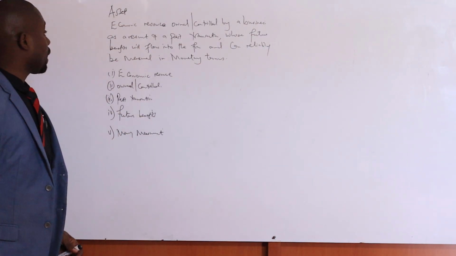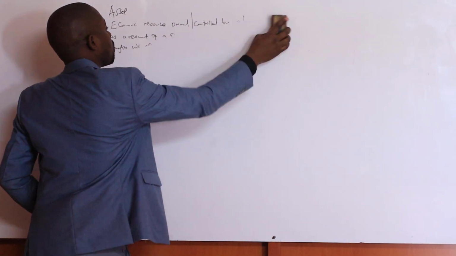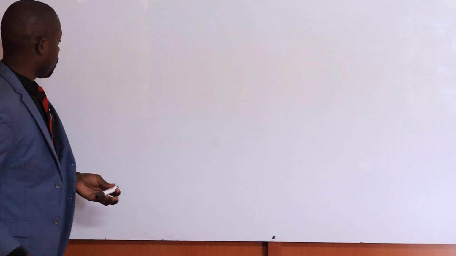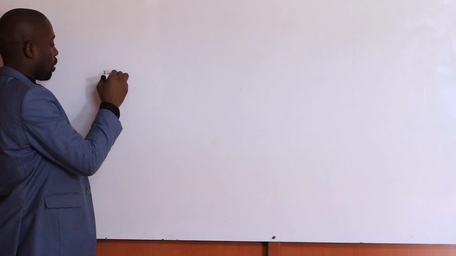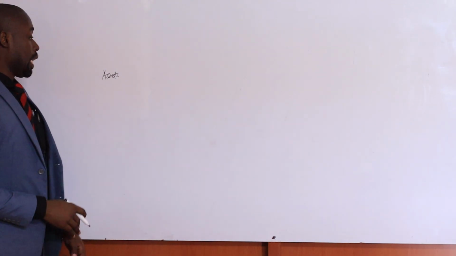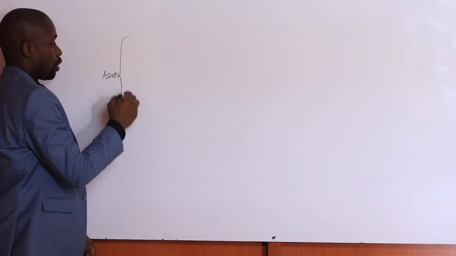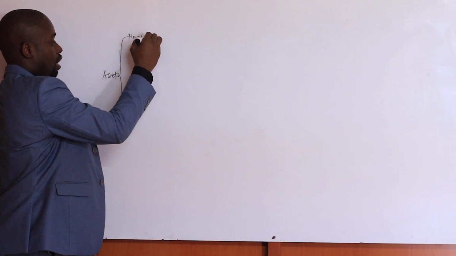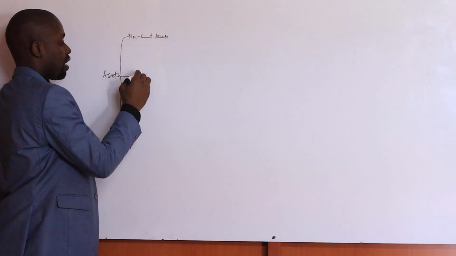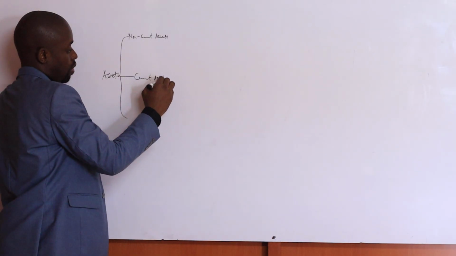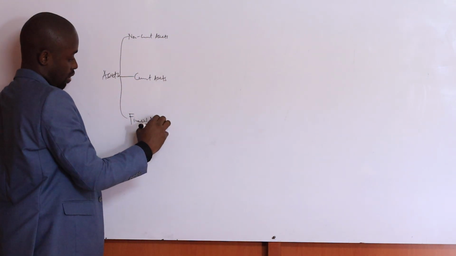Now, we can look at asset classification. Look at asset classification for this level. I'll draw a flow diagram to show the classification. You've got assets. Assets can be categorized into three main categories. Number one, what we call non-current assets. Two, what we call current assets. Three, financial assets.